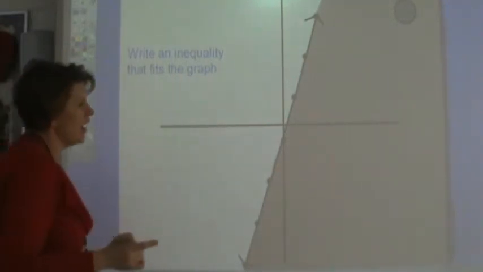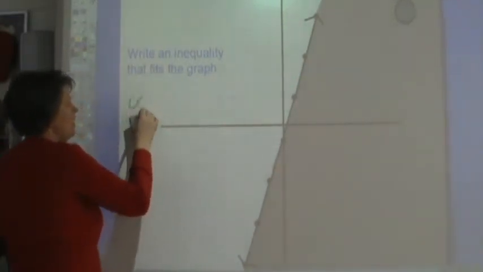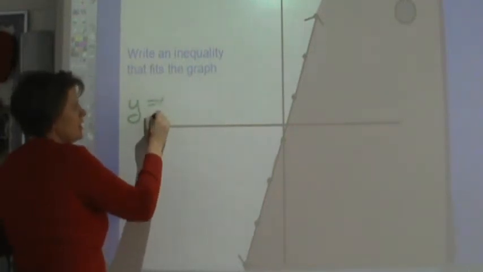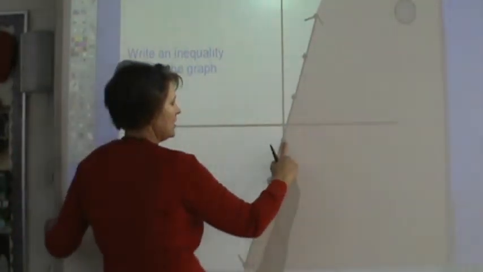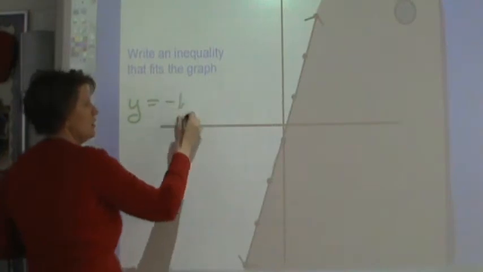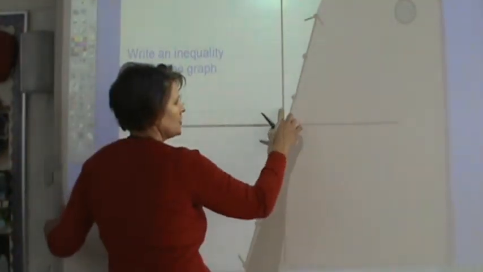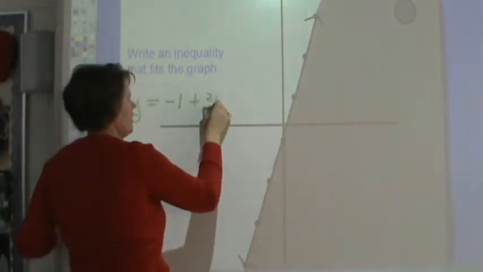All right, so we're going to reverse on this one. We're going to write the inequality that fits the graph. So first thing we have to do is write the equation of the line. All right, so let's just start with y equals, let's see, my intercept is negative 1. My slope is up 1, 2, 3 over 1.